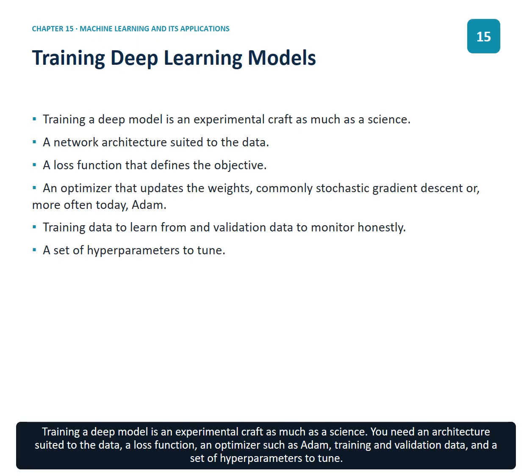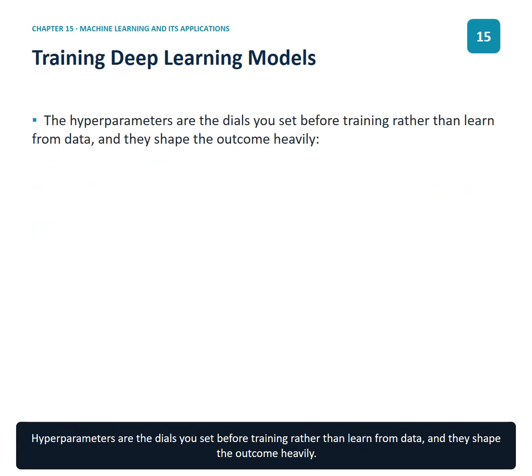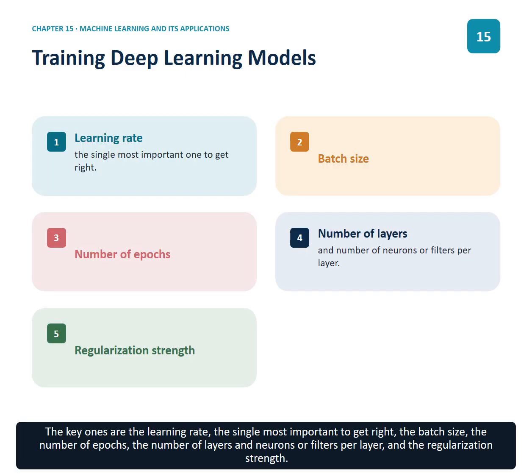Training a deep model is an experimental craft as much as a science. You need an architecture suited to the data, a loss function, an optimizer such as ADAM, training and validation data, and a set of hyperparameters to tune. Hyperparameters are the dials you set before training rather than learn from data, and they shape the outcome heavily. The key ones are the learning rate, the single most important to get right, the batch size, the number of epochs, the number of layers and neurons or filters per layer, and the regularization strength.